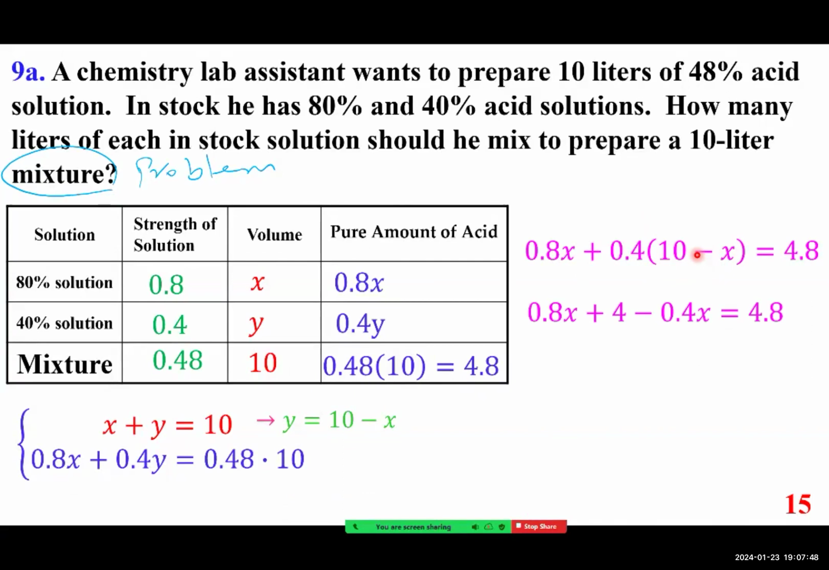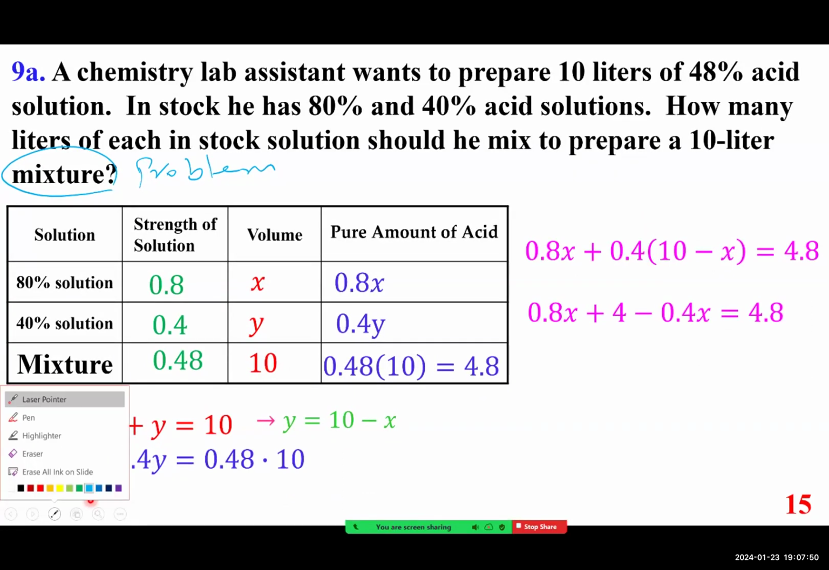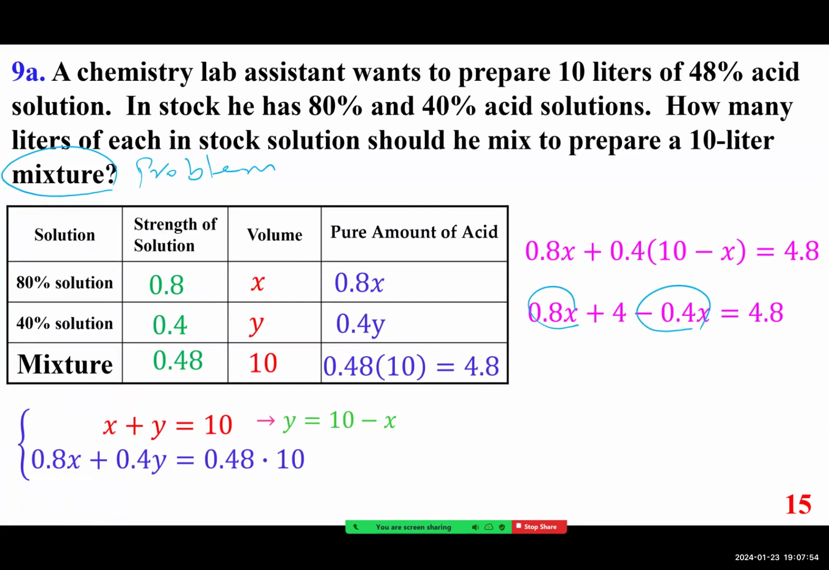As you can see, this one and this one becomes 0.4x. This one is subtracted from 4.8, becomes 0.8. And if you divide by 0.4, you get your answer. x is 2. What does it mean? We have 2 with the proper units.